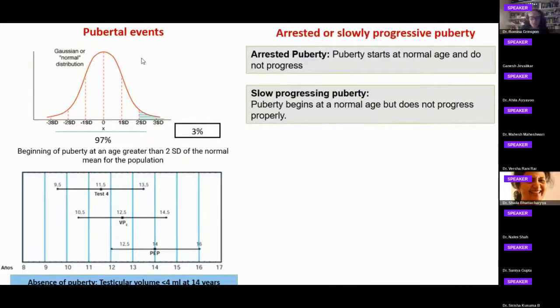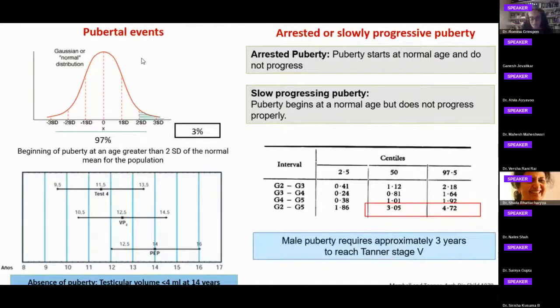There are other disorders of puberty that also deserve our attention. For example, arrested puberty, that is a puberty that starts at a normal age and does not progress, or a slow progressing puberty, that is a puberty that begins at a normal age but does not progress properly. And what is properly? In this table published many years ago by Marshall and Tanner, we see the duration of each pubertal stage. And you can see that male puberty requires 3 years to reach Tanner stage 5.